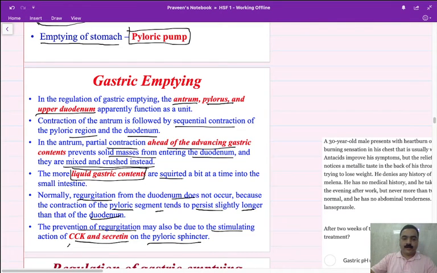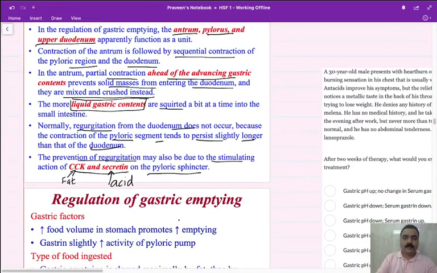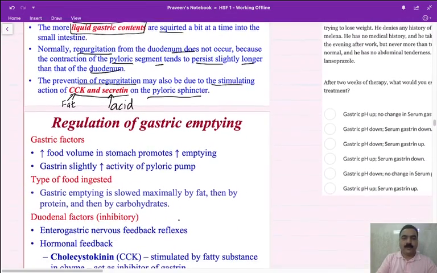So what causes the stimulation of the CCK? When the food reaches the duodenum, the fat and the digested protein and carbohydrate particles will stimulate the CCK. And what stimulates the secretin? When the food reaches the duodenum, the acid in the chyme, because the food is coming from the stomach, it contains a lot of acid, and that acid stimulates the secretin. Both of them prevent the backflow, and help to keep the pyloric sphincter intact.